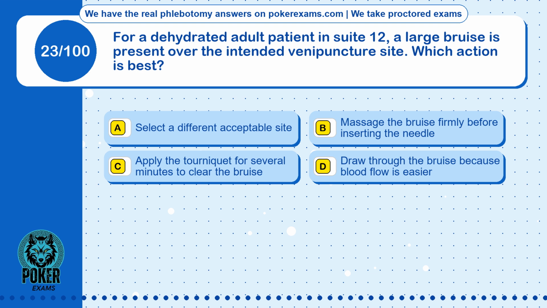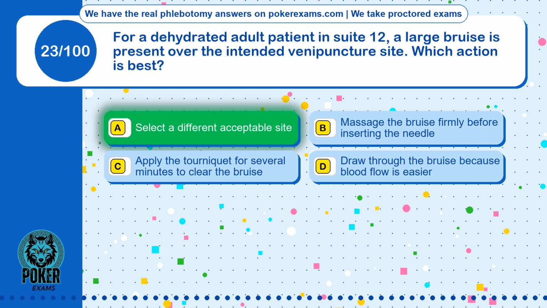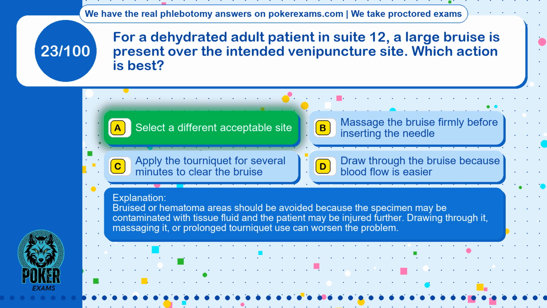The correct answer is option A. Select a different acceptable site. Bruised or hematoma areas should be avoided because the specimen may be contaminated with tissue fluid and the patient may be injured further. Drawing through it, massaging it, or prolonged tourniquet use can worsen the problem.